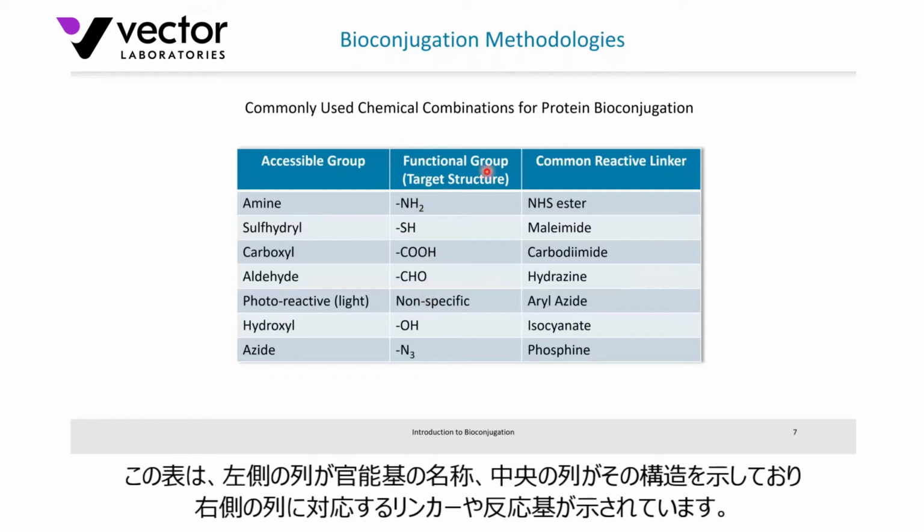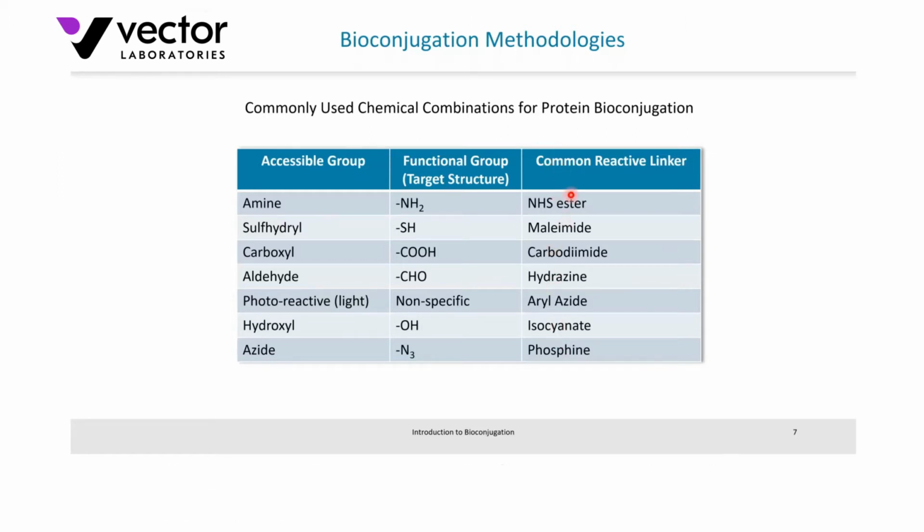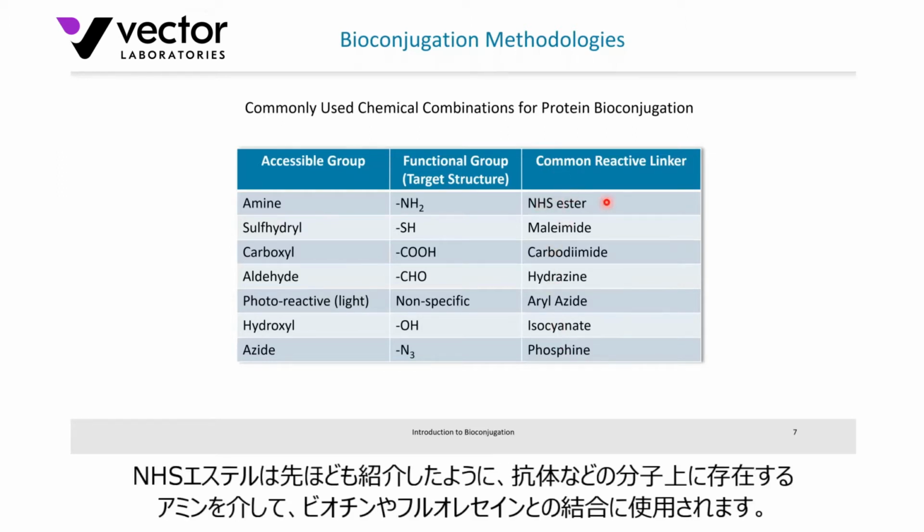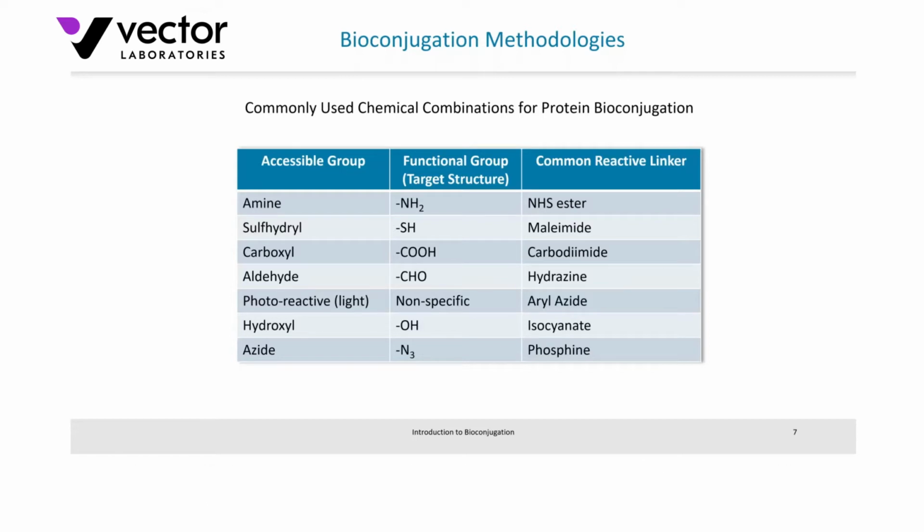And then it reacts usually with something like one of these. We have mentioned NHS esters before. Whereby you'd have this amine group on an antibody, you'd react with, say, a biotin or a fluorescein NHS ester. And that's the way you would then get a biotin or a fluorescein attaching directly to that antibody.